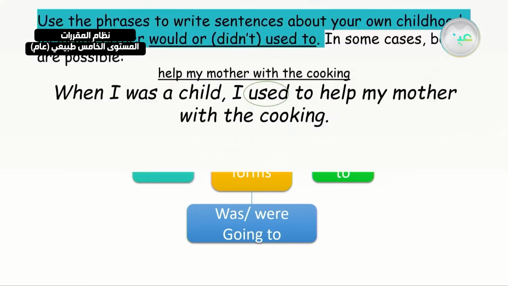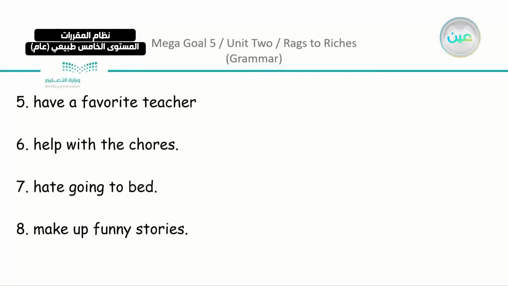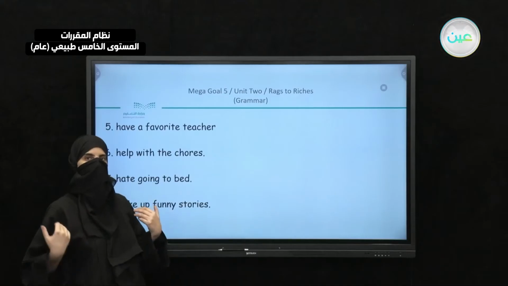And we did some exercises in the book. I gave you 4 left for you as an assignment, which is to use the phrases to write sentences about your own childhood. And I told you that you can use either would or used to, or if you want, you can use the negative form, which is didn't use to. And we have here the 4 parts. You had the freedom to choose whatever you want. So I'm going to do like yesterday and give you my examples.